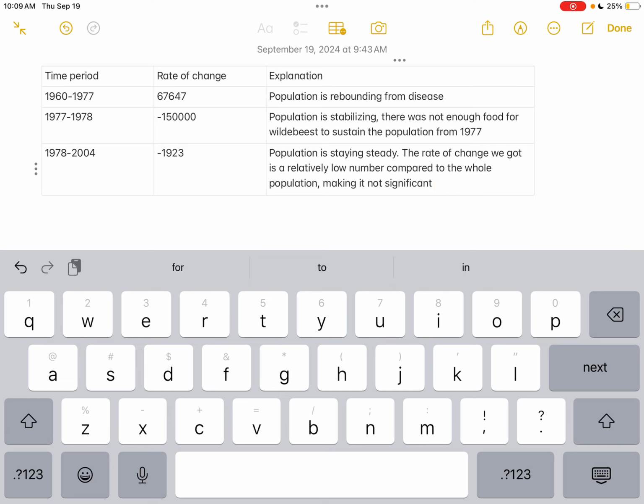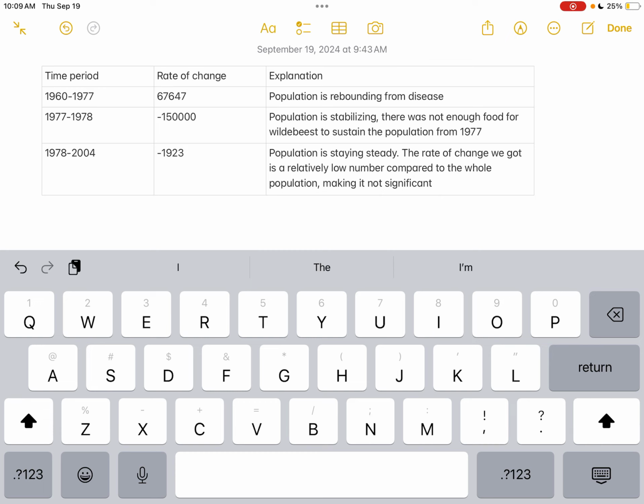There could have been more predation throughout those years. There could have been the poachers. There could have been just more wildebeest dying just because. There could have been any number of factors, but we can say that it really wasn't significant, the amount of wildebeest that died. So using this information, you then answer some questions on 78 and 79.